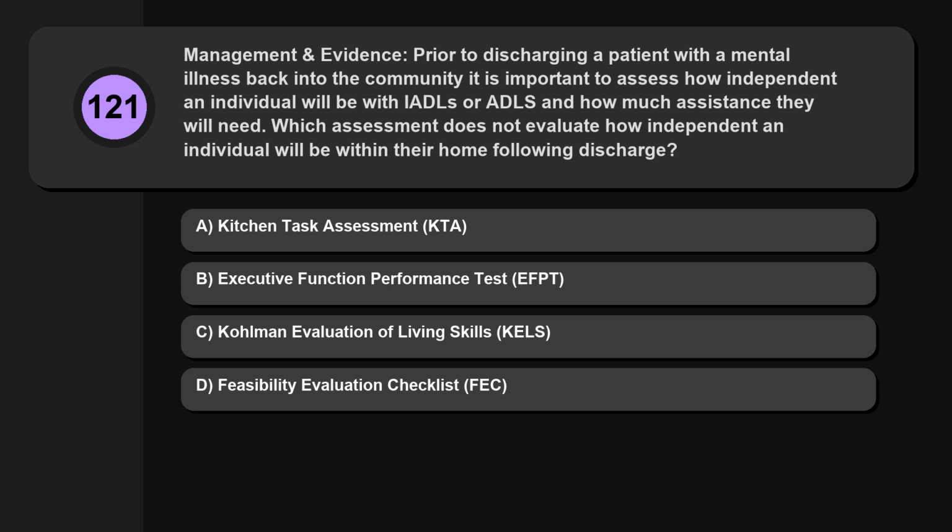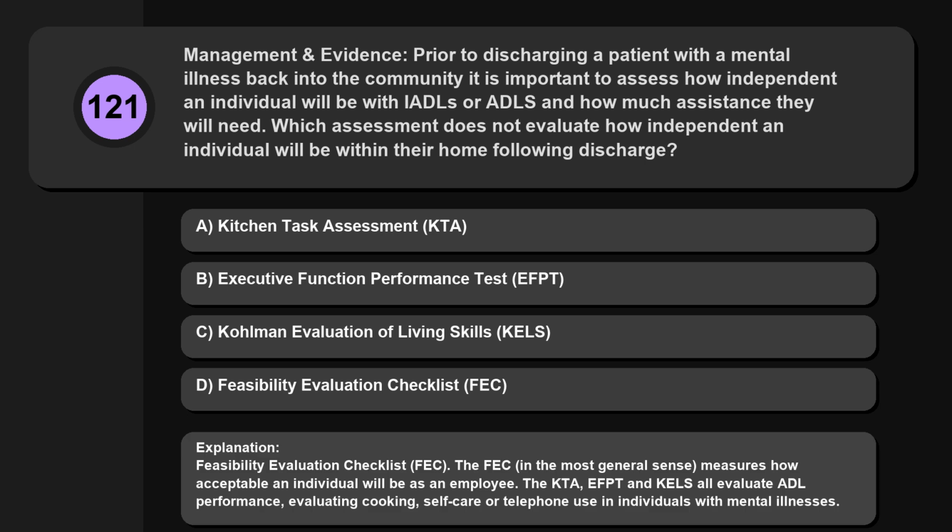Question 121. Management and evidence. Prior to discharging a patient with a mental illness back into the community, it is important to assess how independent an individual will be with IADLs or ADLs and how much assistance they will need. Which assessment does not evaluate how independent an individual will be within their home following discharge? Option A, Kitchen Task Assessment, KTA. Option B, Executive Function Performance Test, EFPT. Option C, Comprehensive Evaluation of Living Skills, CALS. Option D, Feasibility Evaluation Checklist, FEC. The correct answer is option D.